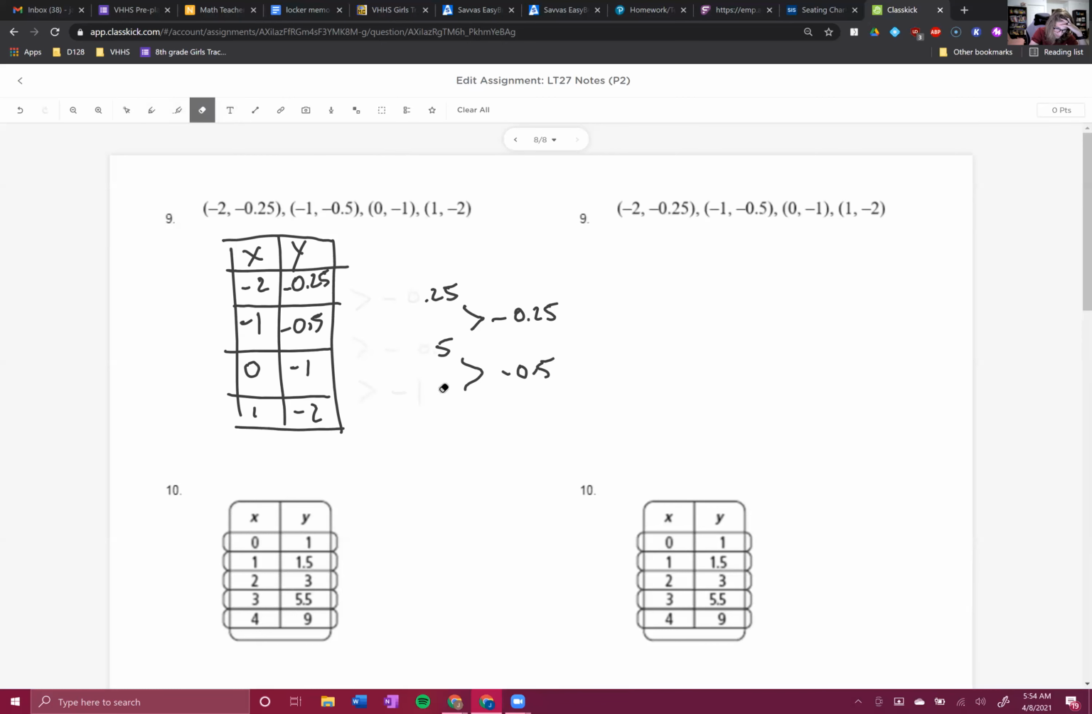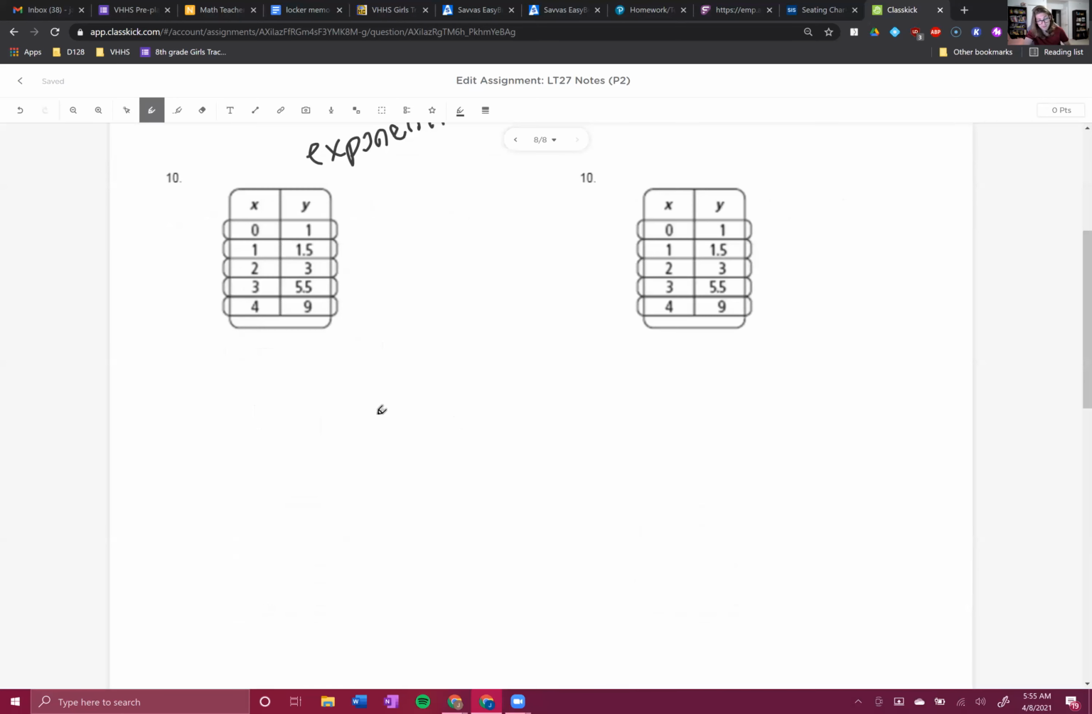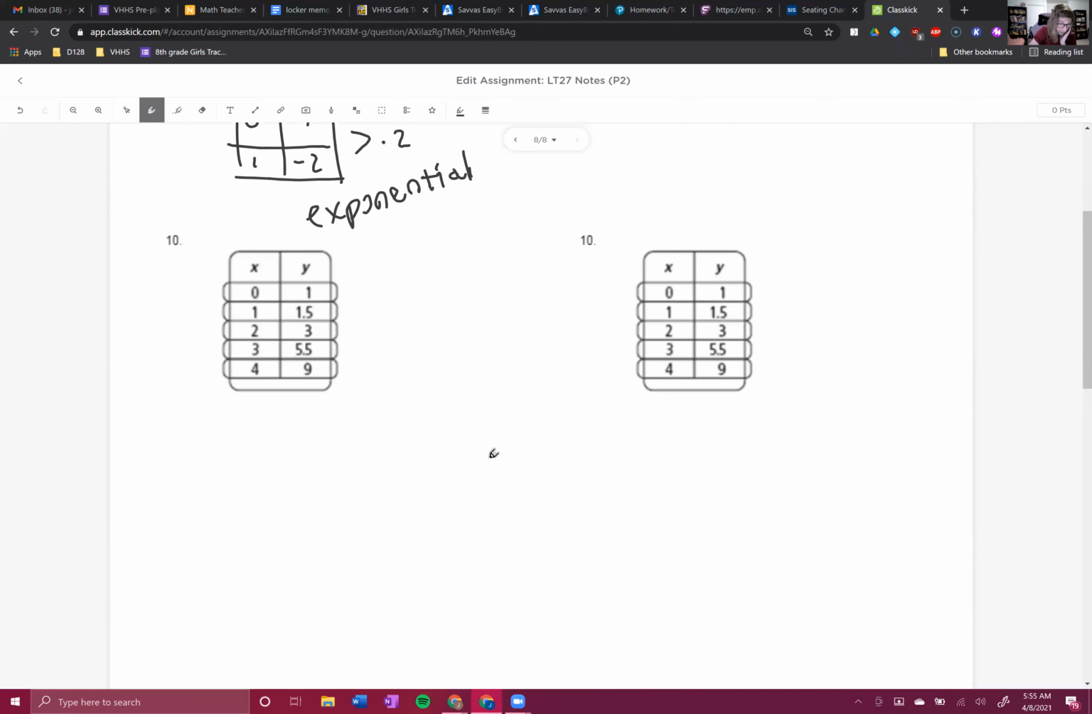So now it is time to think about exponential. So can we think about multiplying? What do we multiply to -1 to get -2? That would be multiplying by 2. How do we get from -0.5 to -1? That's another multiply by 2. If we multiply -0.25 by 2, we get -0.5. This is going to be exponential because there is a multiplicative relationship.